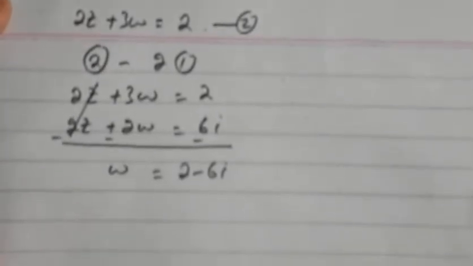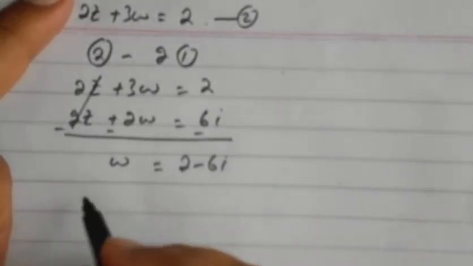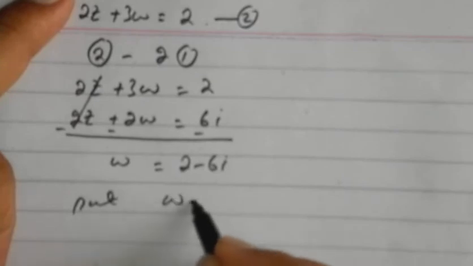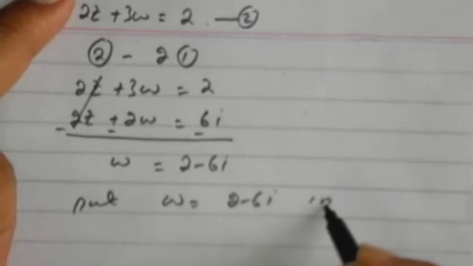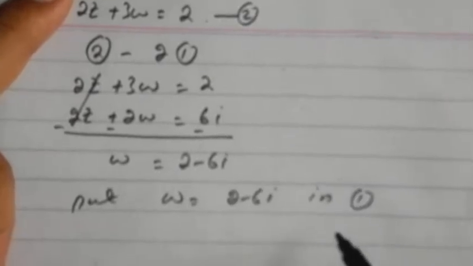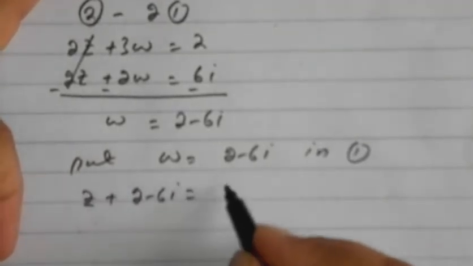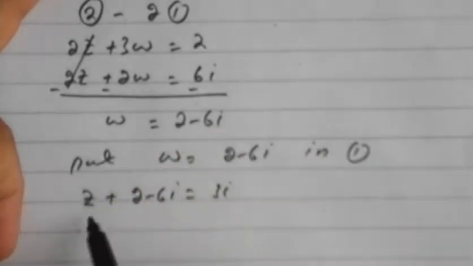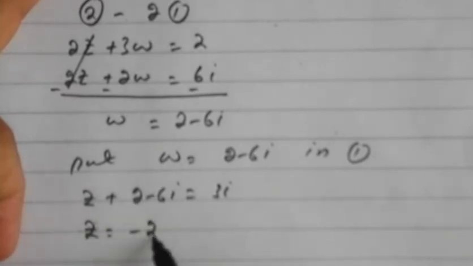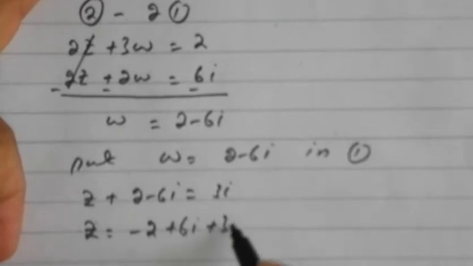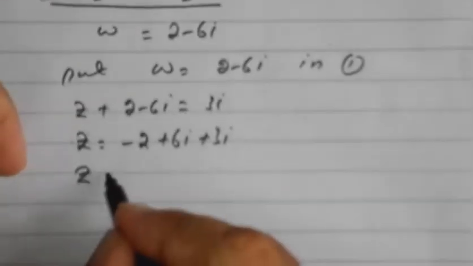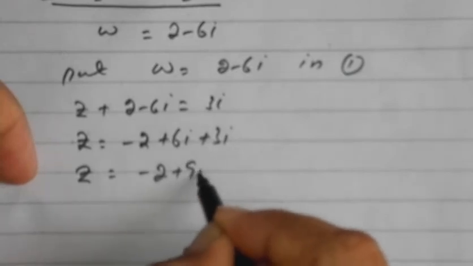Now put the w value in equation 1 or 2. Put w = 2 - 6i in equation 1. So z + 2 - 6i = 3i. Shift this to the right side. z equals, the 2 will become -2 and the 6i will become +6i, and write this 3i in its place. So z is equal to -2 + 9i, is the answer.